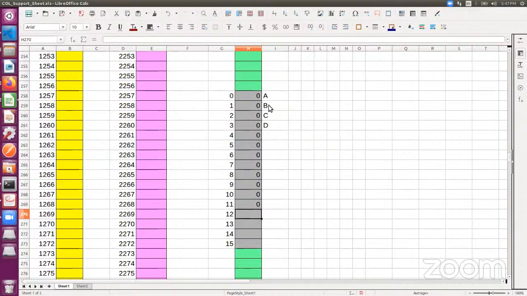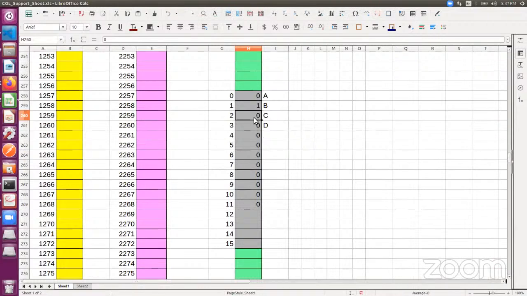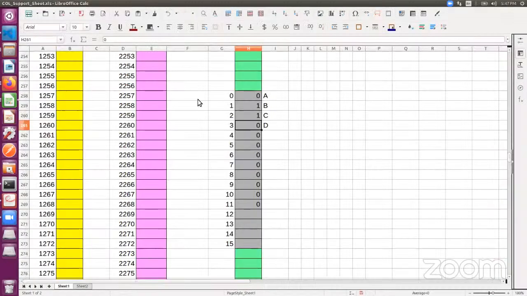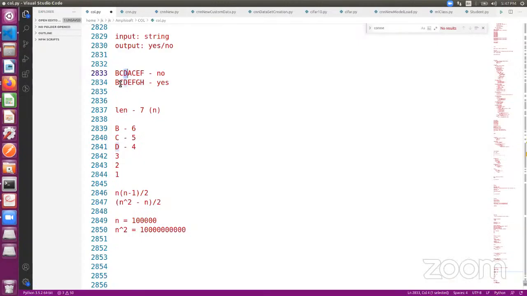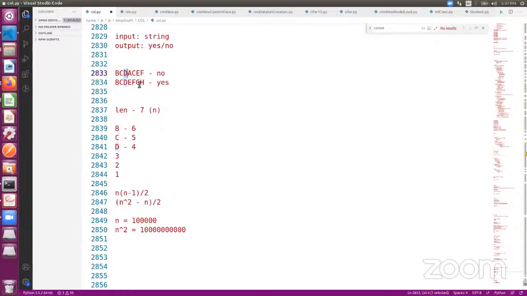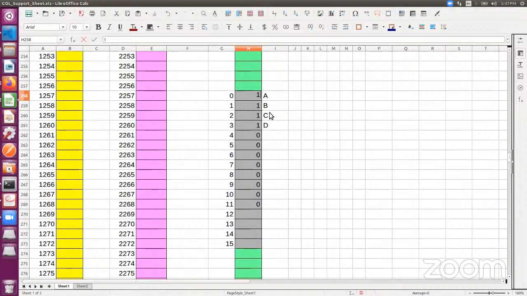So I'll first check whether B has occurred or not earlier. No, it has not occurred earlier, so I'll mark this as 1. Next, C. C has also not occurred earlier, so I'll mark this as 1. And D, not occurred, I'll mark it as 1. Next is A, not occurred, I'll mark it as 1. Now it is C, right? If I see in the place of C, it is already 1, which means C has already occurred. Now I can return false, return no. So understood?